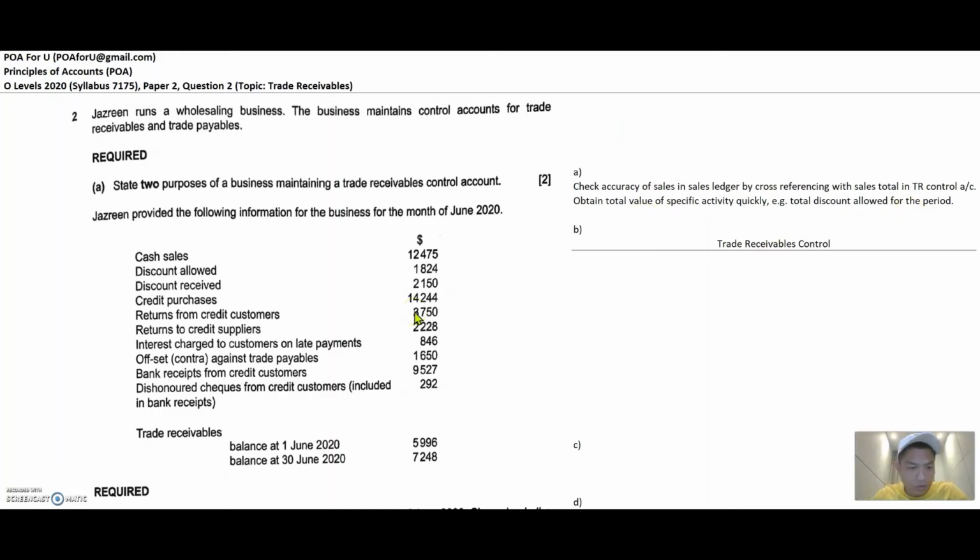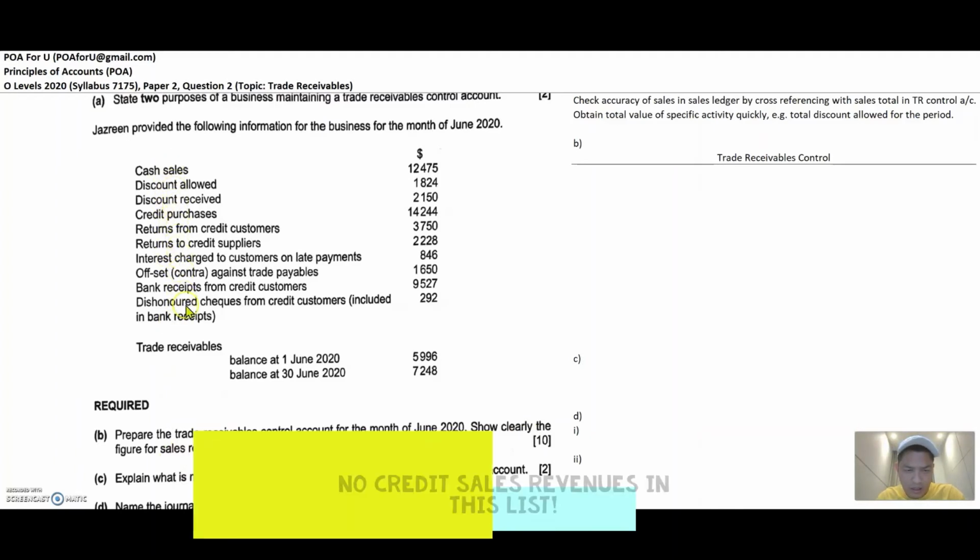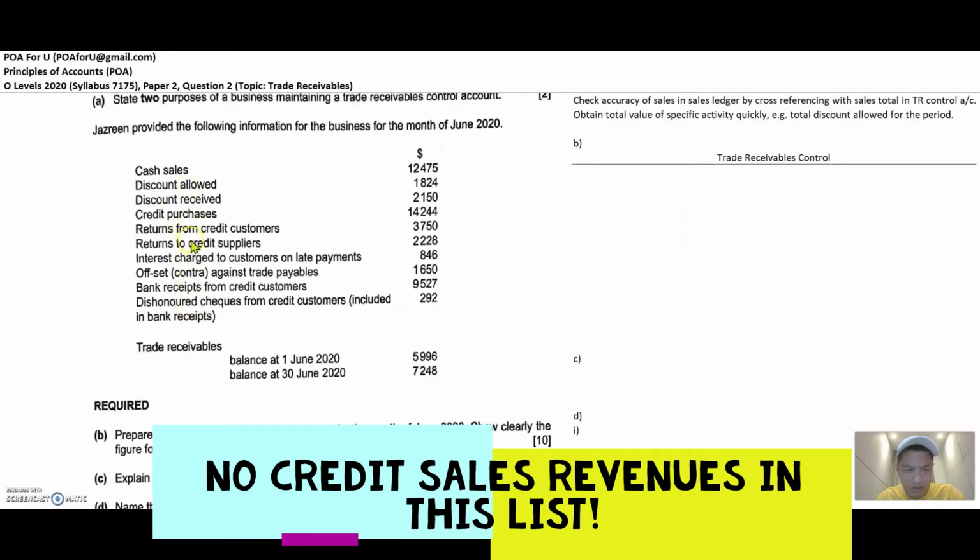Okay, now we come to part B, which is the meat of the question, because it's 10 marks, right? They've asked us to prepare a trade receivables control account for the month of 2020, clearly showing figures for sales revenues. If you look through these different activities, there isn't a clear sales revenue number, and some of these are also not trade receivables related, but you need to only pick up those that are. So my first step, I'm going to ask myself this question: is this TR related?